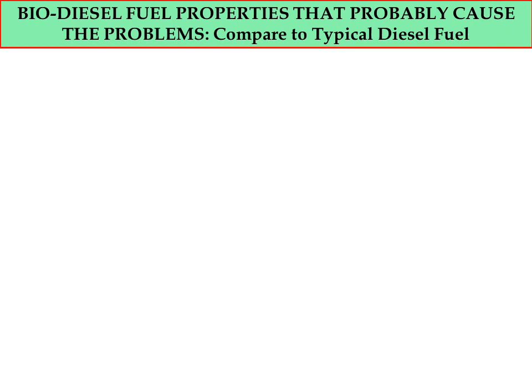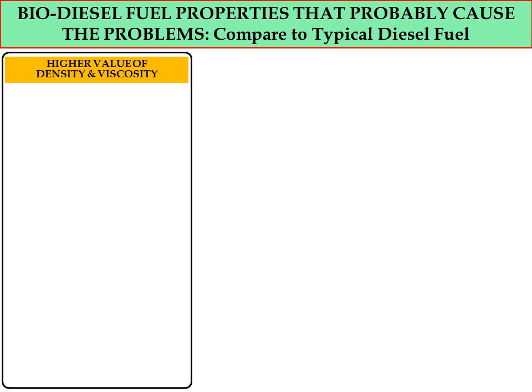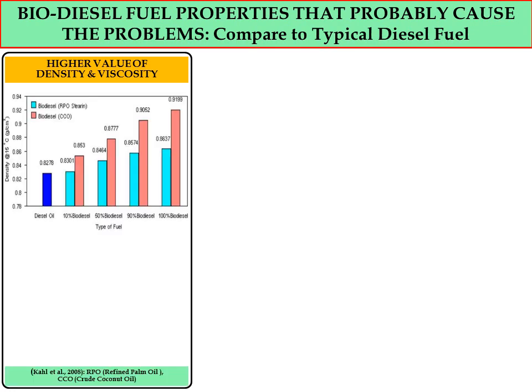Okay, biodiesel fuel properties that probably cause the problems that we discussed in the previous slides, compared to typical diesel fuel. First, the higher density and viscosity of biodiesel fuel compared to typical diesel fuel. If we refer to the study conducted by Carr et al. 2008, which used refined palm oil biodiesel fuel and crude coconut oil biodiesel fuel, the first graph shows the density of biodiesel fuel, the density of diesel fuel, and different blends of biodiesel fuel based on refined palm oil and crude coconut oil.